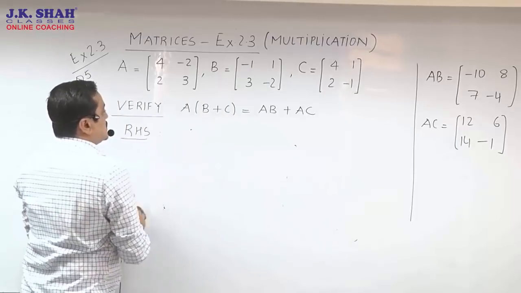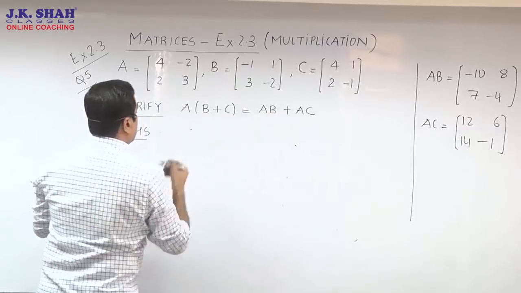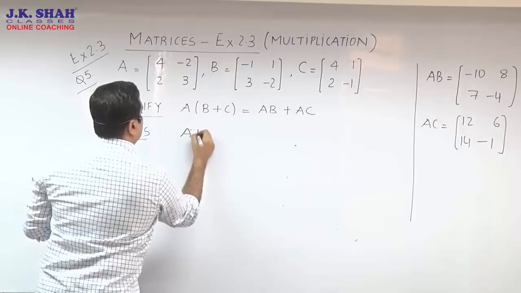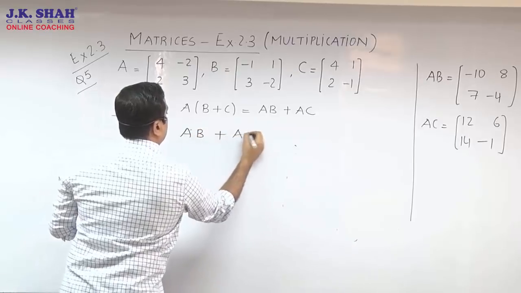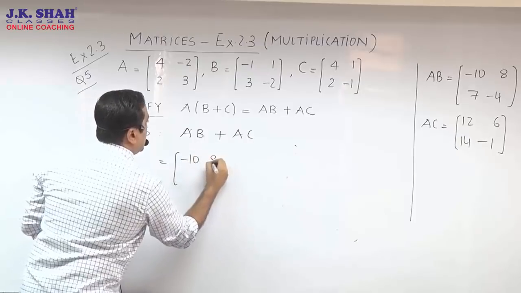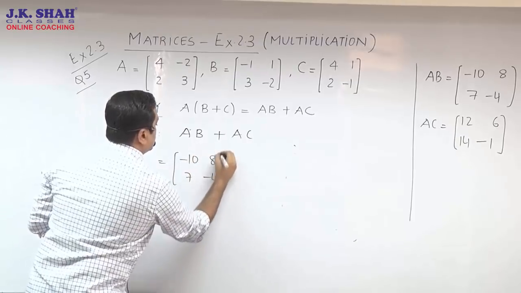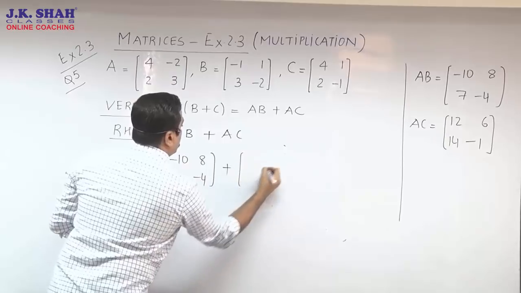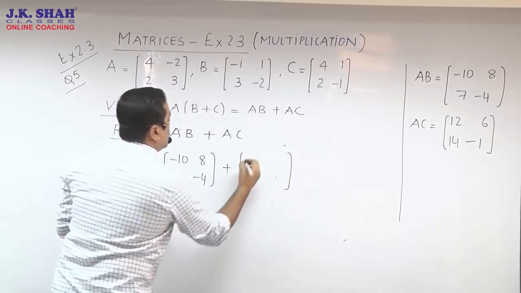We finish off RHS. We found AB, we found AC. We yet need to finish off AB plus AC. So I'll just copy my answers over here. It was minus 10, 8, 7, minus 4. Now this you can do while you are solving the exercise.